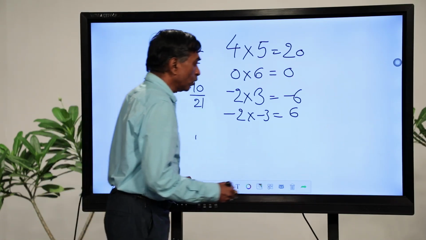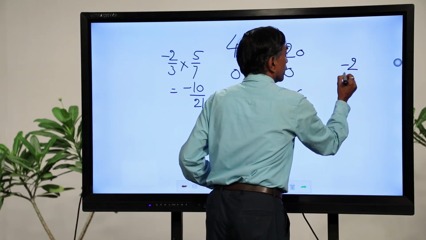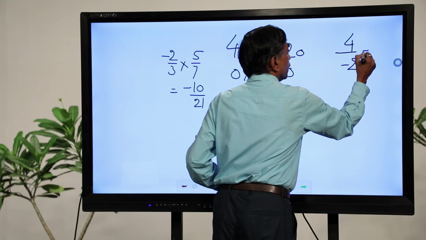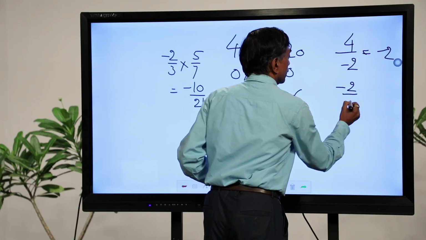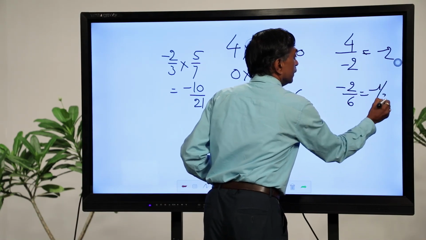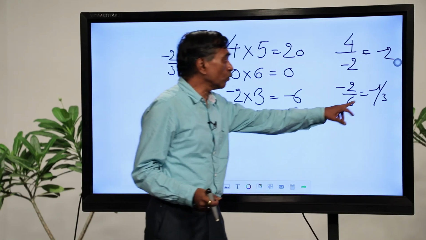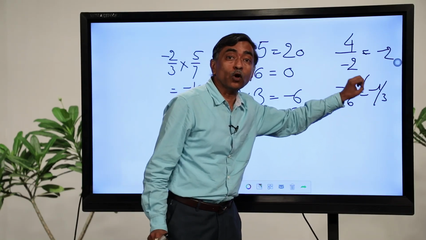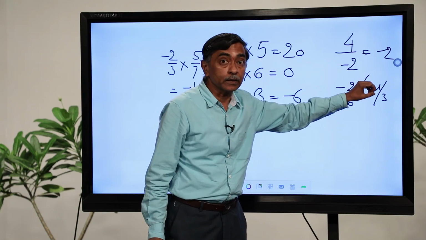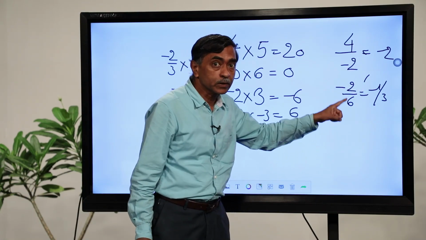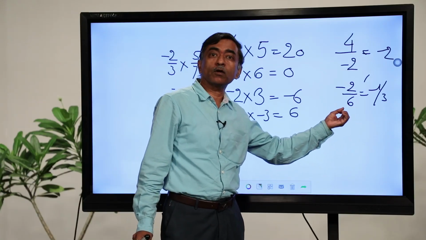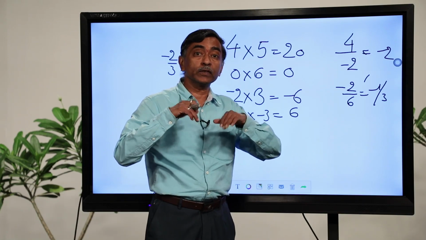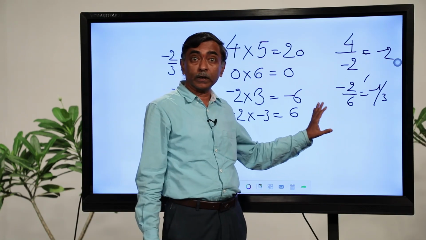For example, when I talk about integers, if I say 4 divided by minus 2, I get minus 2. This is no doubt an integer, but if I take minus 2 divided by 6, this will no longer remain an integer; this becomes a rational number. So, whatever resulting number you are getting is not a part of the collection of integers. Minus 2 is an integer, 6 is an integer, but minus 2 by 6 is not an integer. So, division is not closed. Under the operation of division, the integers are not closed, because you are getting a number which is thrown out of the box. So, it is not at all closed.